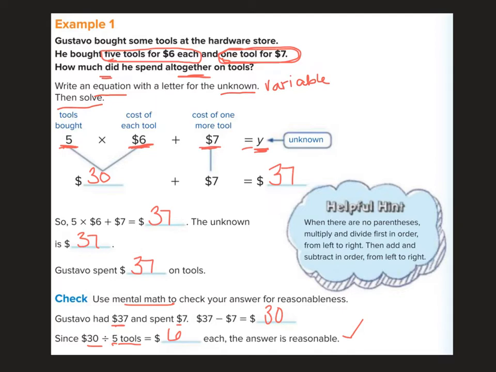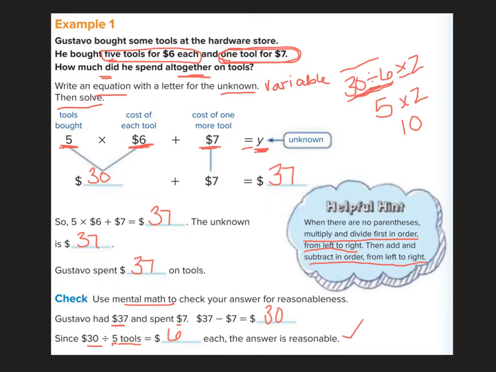Let's read our helpful hint. When there are no parentheses, we are going to multiply and divide first in order from left to right. Then add and subtract in order from left to right. So what that means is if I have 30 divided by 6 times 2, dividing and multiplying, I have to work from left to right, so I'm going to do 30 divided by 6 first and get 5. Then I'm going to multiply by 2 to get 10. If I had done 6 times 2 first, I'd be dividing 30 by 12, and 12 does not go into 30 nicely. So that'd be a nice little hint that maybe you did something wrong.